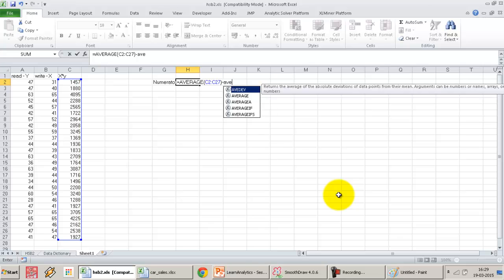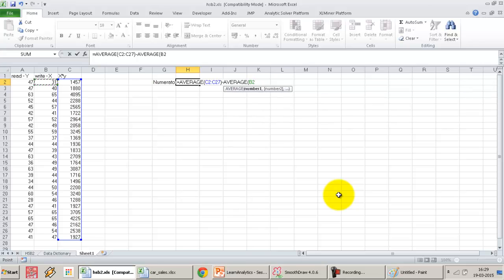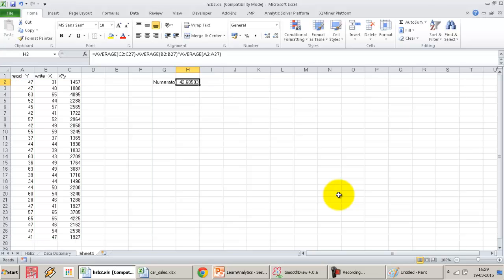the average of x, taken separately, multiplied by the average of y. So there we get it. The numerator comes out to be 42. And let's calculate the denominator now.